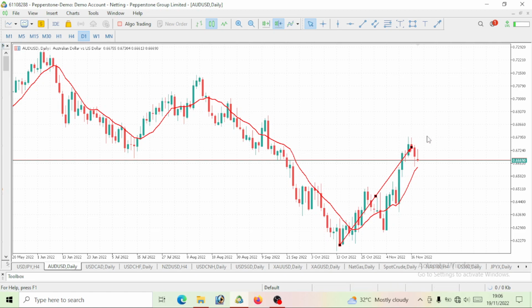So we saw this bullish move on AUD USD, right? And right now we are on a pullback level. This is the pullback level, right? So once the pullback level is over, we will continue our bullish move. So I want you guys to know that.